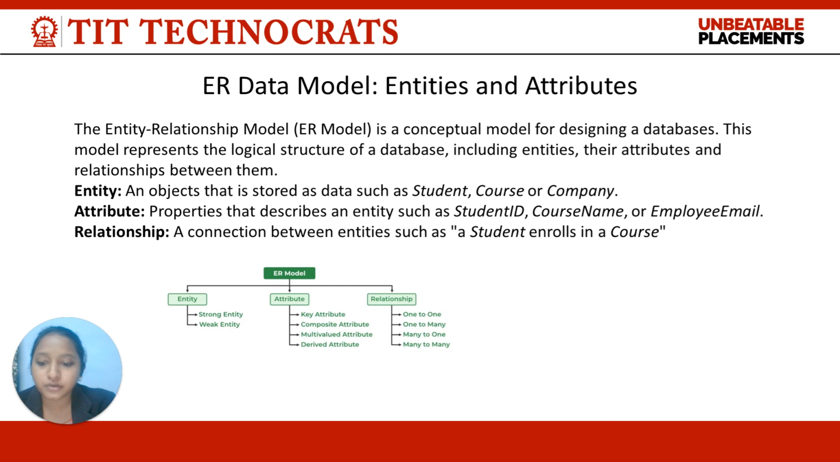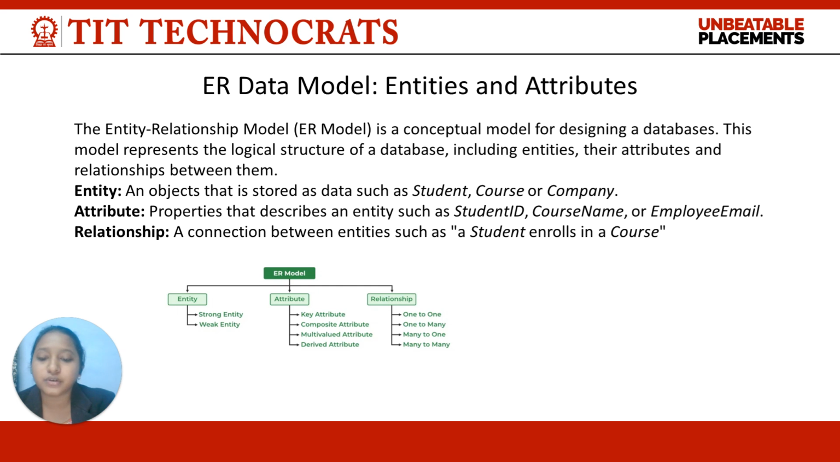Now we have attributes. They are the details and the properties that describe the entity. For example, for a student table, the attributes could be student ID, name, and email ID. Attributes are shown as ovals connected to the entity in the ER diagram. Attributes can be of different types like key attribute, composite attribute, multivalued attribute, and derived attribute.